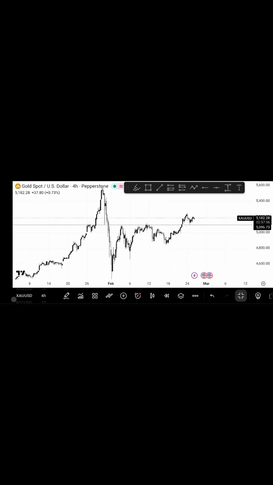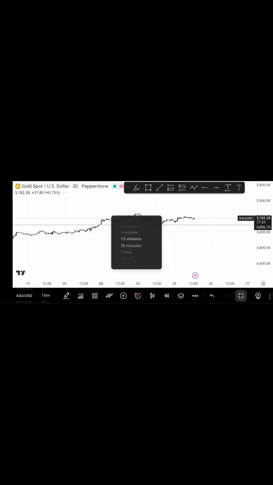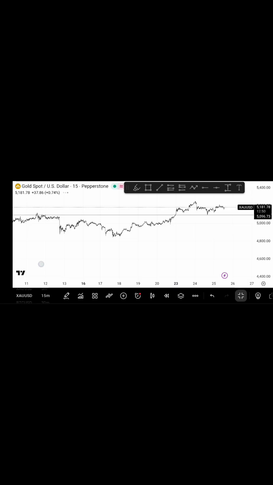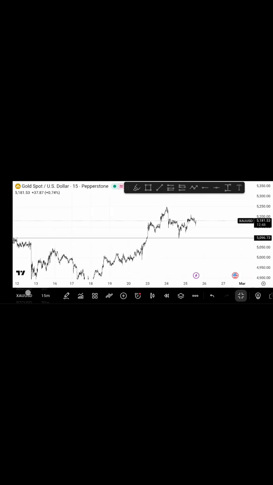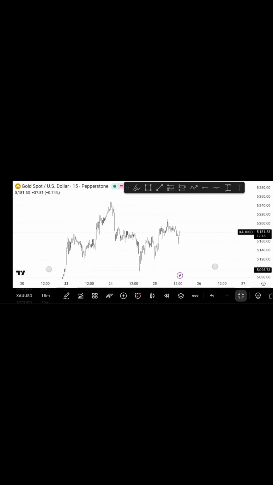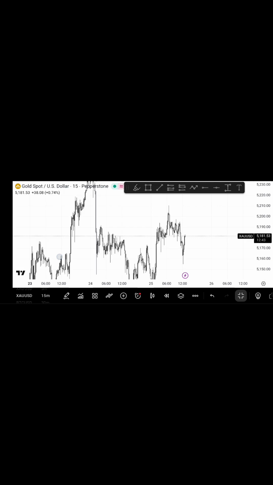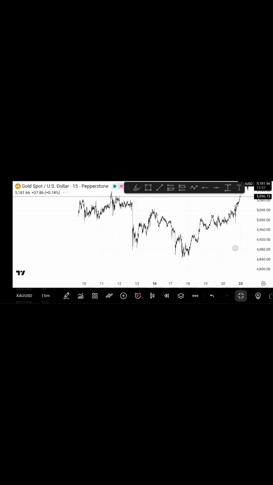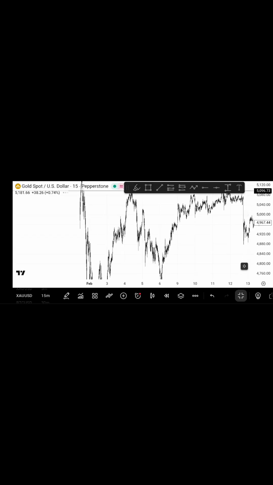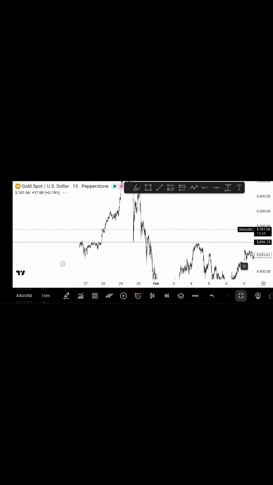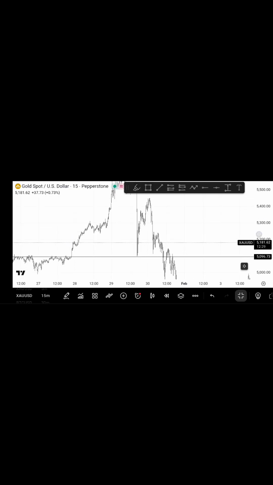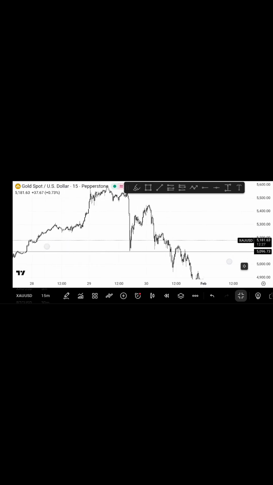Then the next thing you do is to go to 15 minutes time frame. That is when you now have a proper analysis. Let's start from the back to take our analysis so that you can understand how to mark these zones that price will respect.